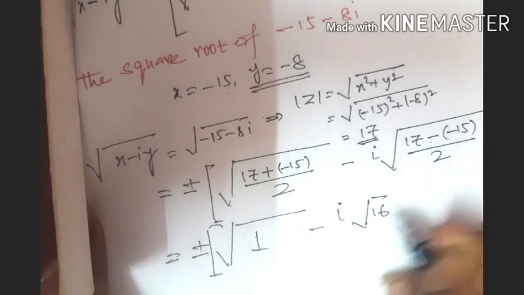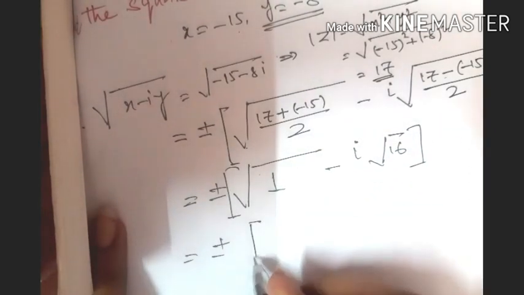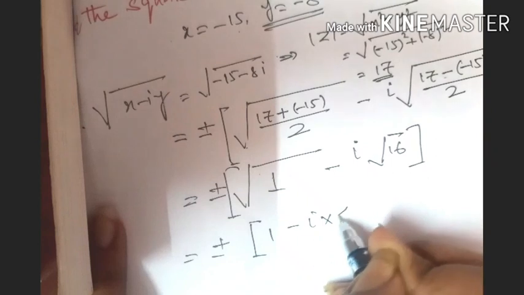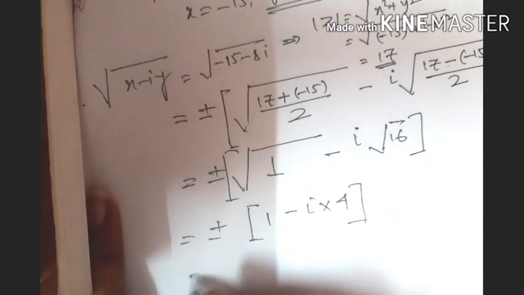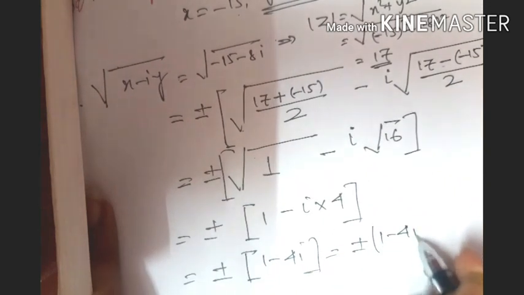So here we will have root over 16. So finally what you have: root 1 means 1, and i into square root of 16 means 4. So finally you have plus minus 1 minus 4i, or in first bracket you can also write plus minus 1 minus 4i, that we had got also in the last method, that means the descriptive method.